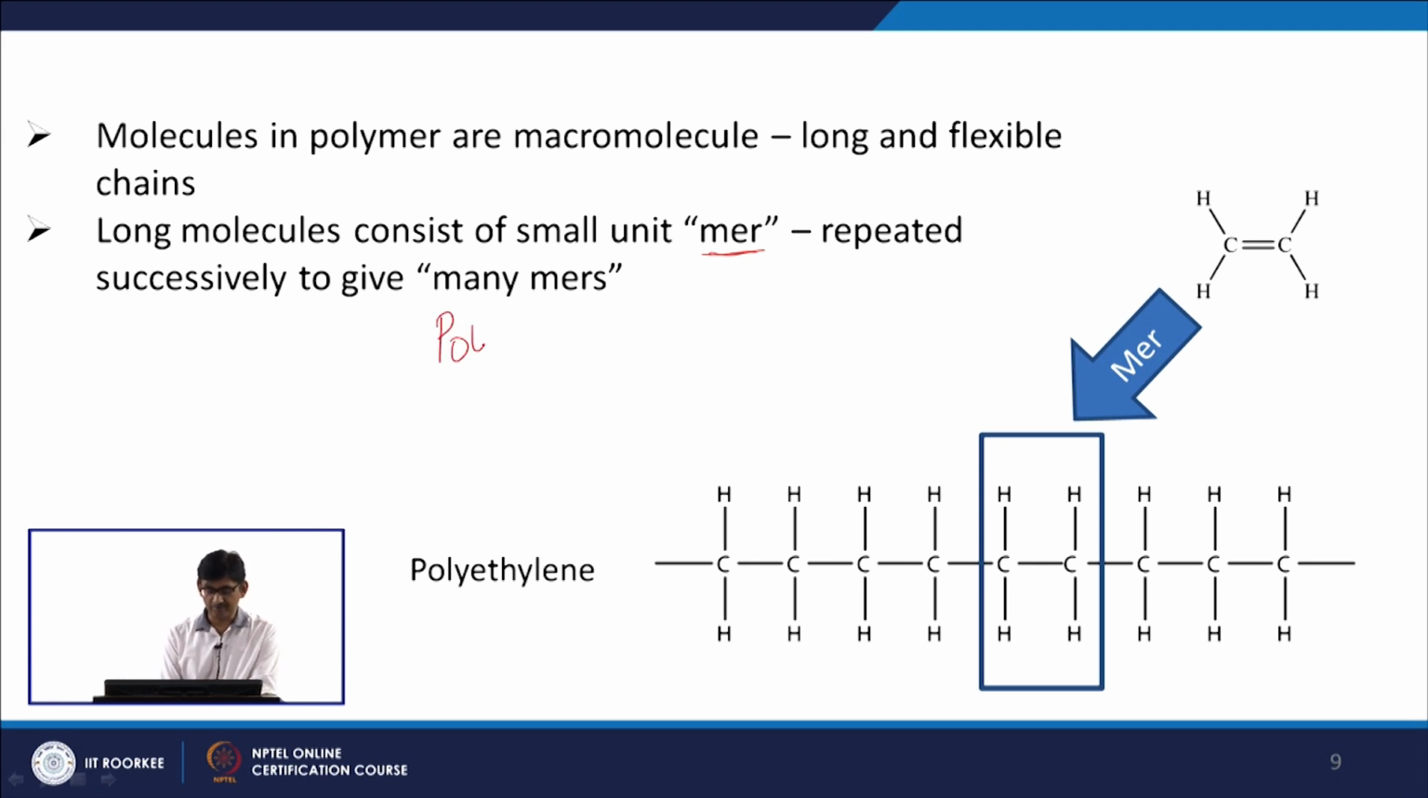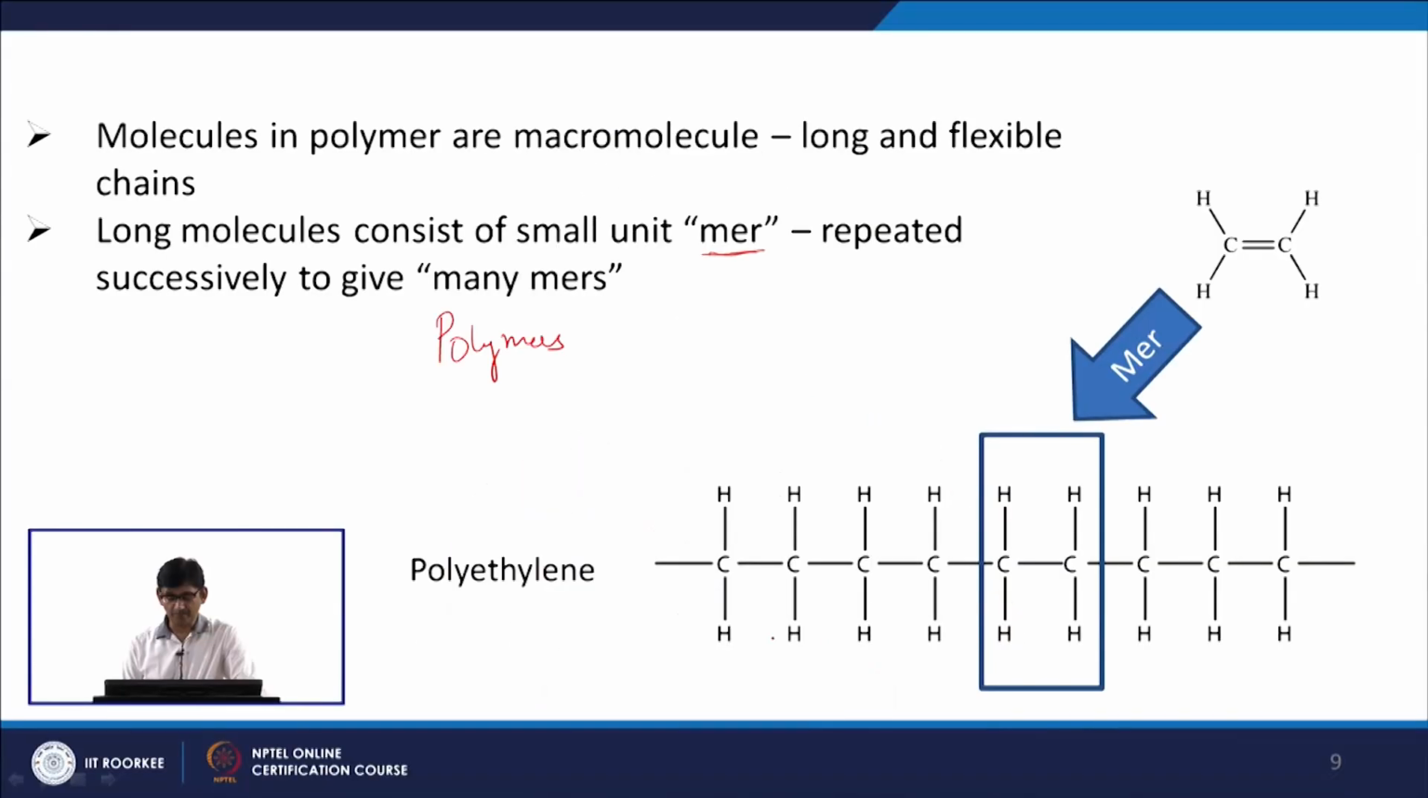Poly means more, a large number. So, these are many mers, which can be termed polymers. This is a very popular polymer, polyethylene. One ethylene can be combined together with others to create a long chain of molecules.